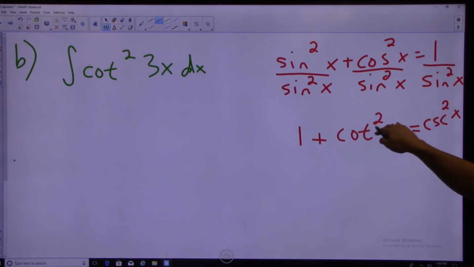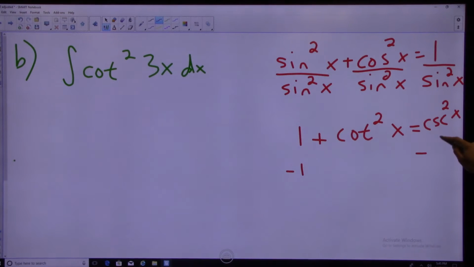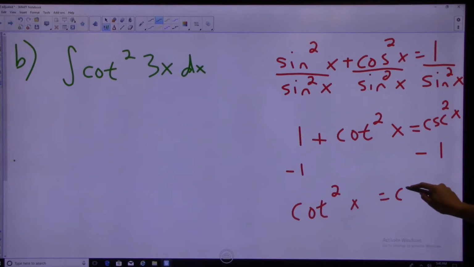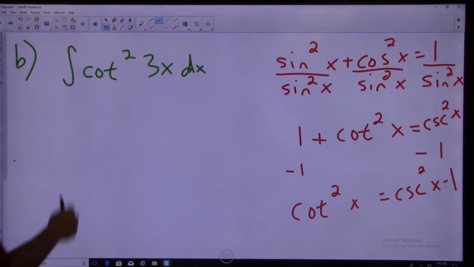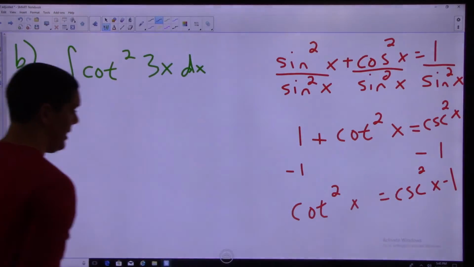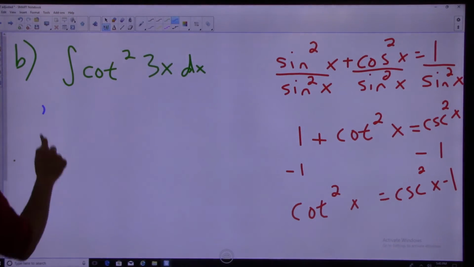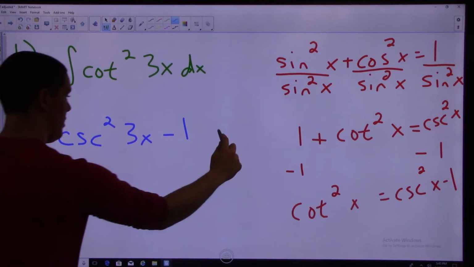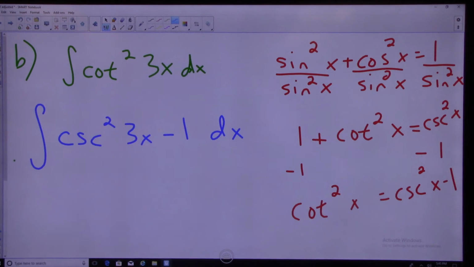So if we want to solve for cotangent squared here, we just have to subtract 1. So cotangent squared x is going to equal cosecant squared x minus 1. This is an identity that we've used before. So guys, I'm going to replace this. Instead of calling it cotangent squared of 3x, now this is just x, but whatever your angle is, the identity still applies. So I'm going to rewrite this one as the integral of cosecant squared 3x minus 1 dx, because cotangent squared is the same thing as cosecant squared minus 1. Alright, so that's going to help us out a lot.